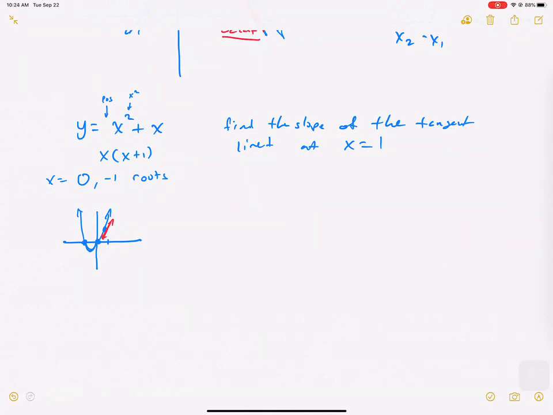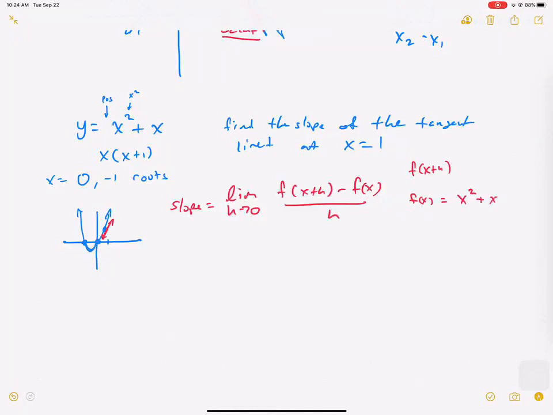And to do that, let's use our slope equation. The limit as h approaches 0 of f of x plus h minus f of x over h. So this is exactly the same equation we talked about before, because this is the idea of slope. This is my slope. How much is it changing? Okay. So to help you guys out, we're going to write two different equations on the side, f of x plus h, and then f of x. So we know f of x is already x squared plus x.